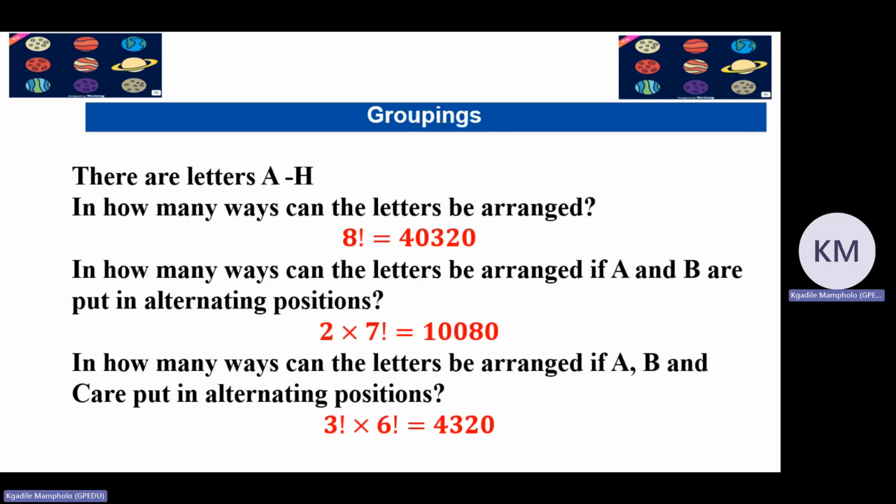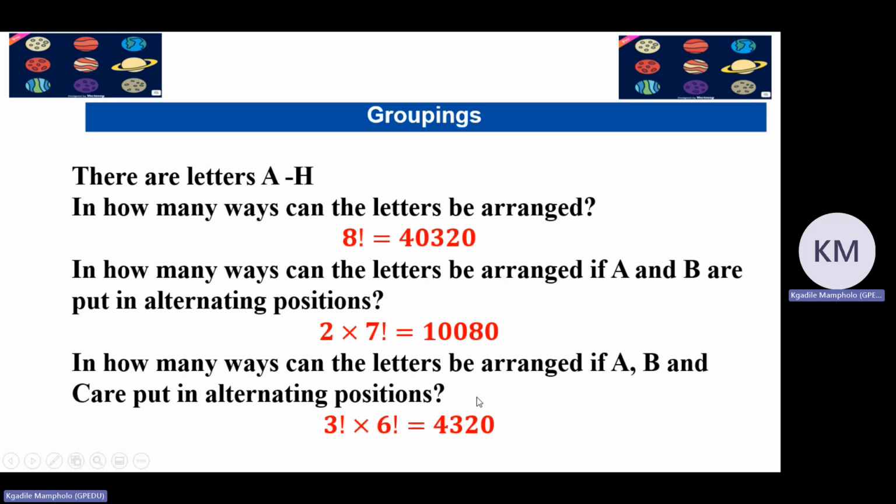Let's say we have letters A to H. Here we talk about groupings. In how many ways can the letters be arranged? It's 8 factorial, because there are 8 letters. In how many ways can the letters be arranged if A and B are put in alternating positions? So it means A and B now go as a group. Then you have the group of A and B go together, plus the 6 letters left. Then it will be 7 factorial.